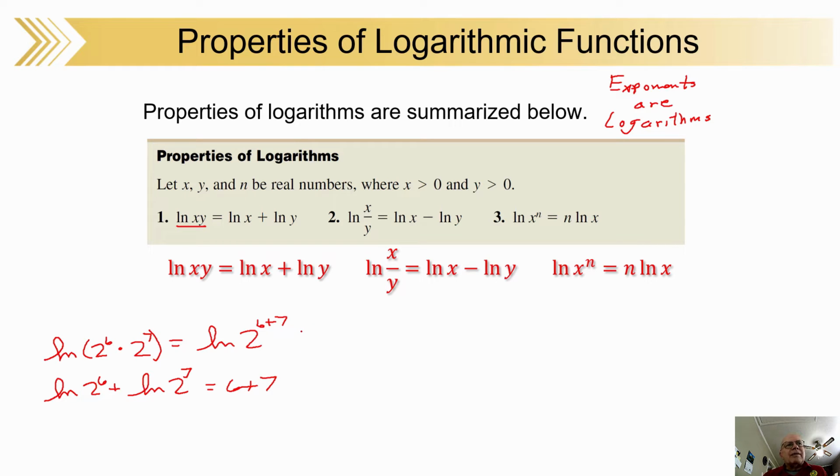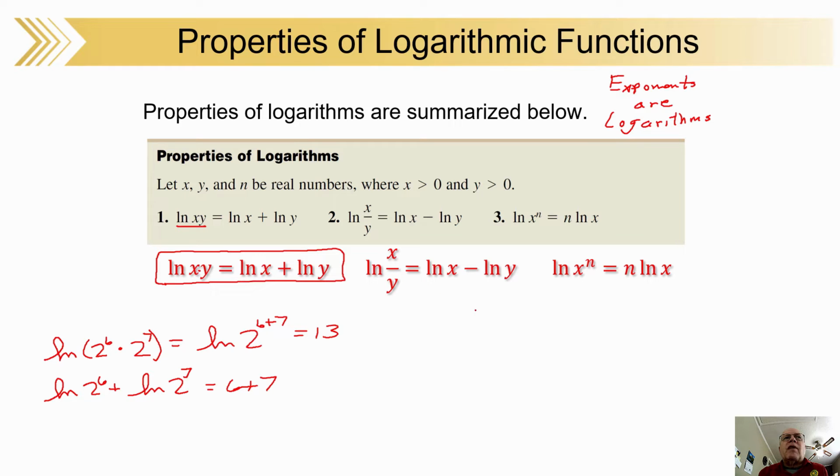So we get 6 plus 7, or 13. If you can get this one down, if anything is the most important of these three, it's this one. Now, this is multiplication, so you'd expect division to be similar, but a little bit different.